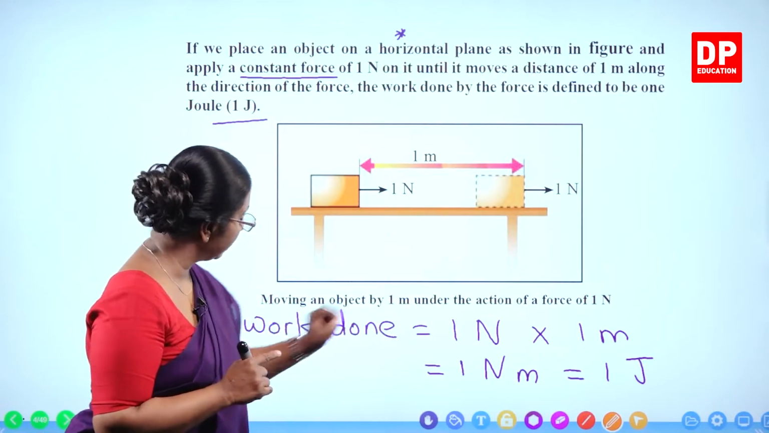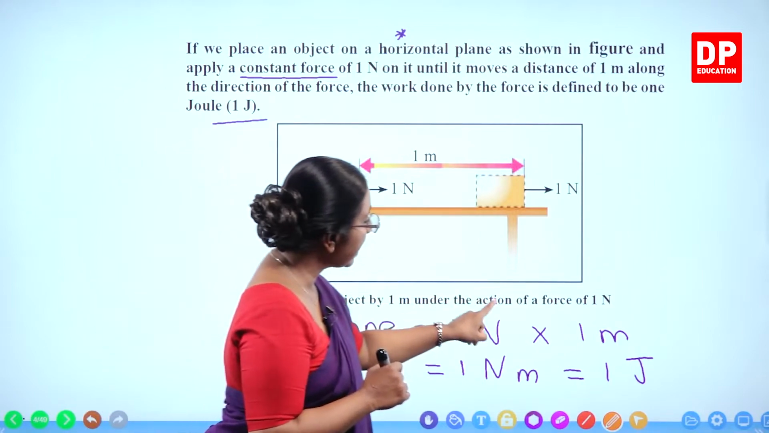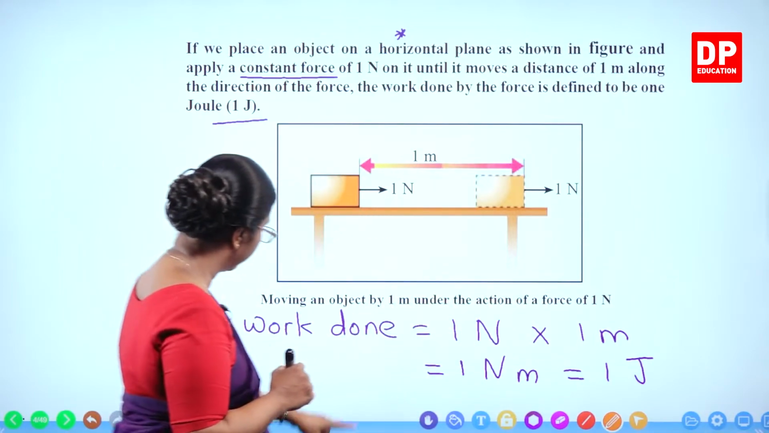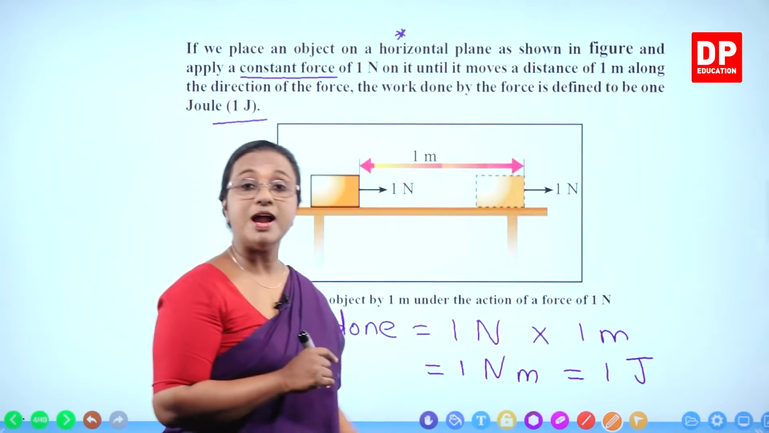Before that, if you read this, you can see moving an object by 1 meter under the action of a force of 1 Newton, then the work done is 1 Newton multiplied by 1 meter.